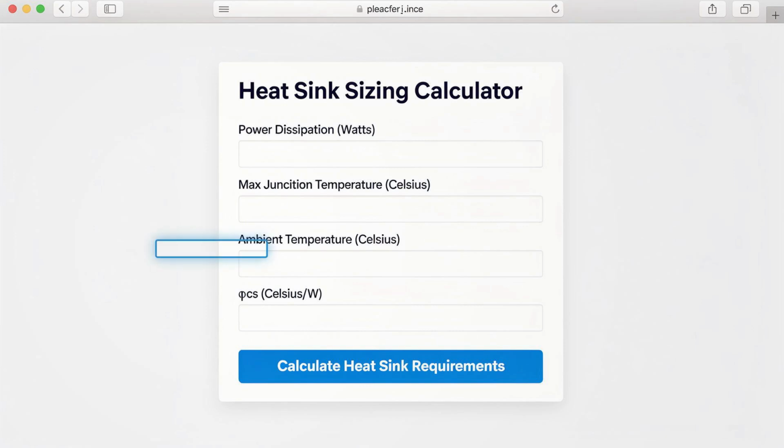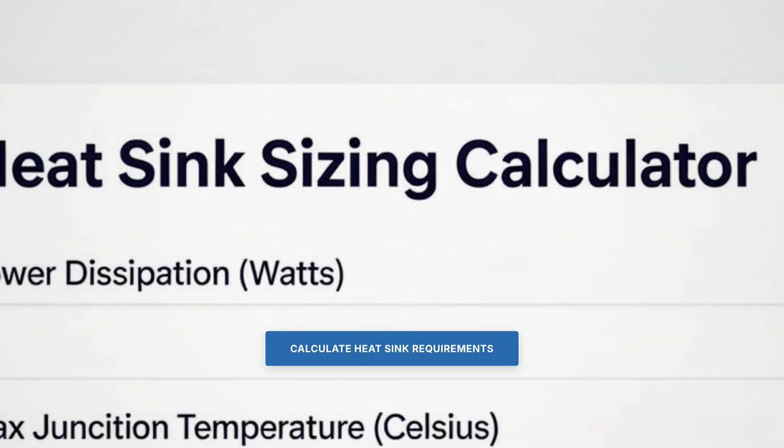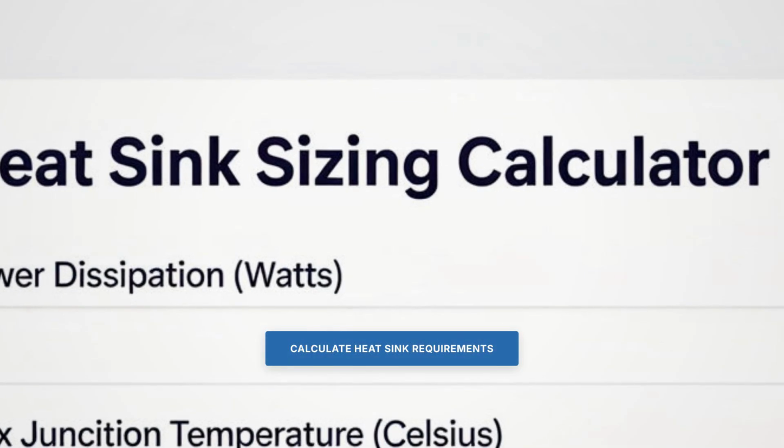Finally, theta Cs in degrees Celsius per watt represents the thermal interface resistance. We'll use the default value of 0.1. Click Calculate Heat Sink Requirements to get your results.